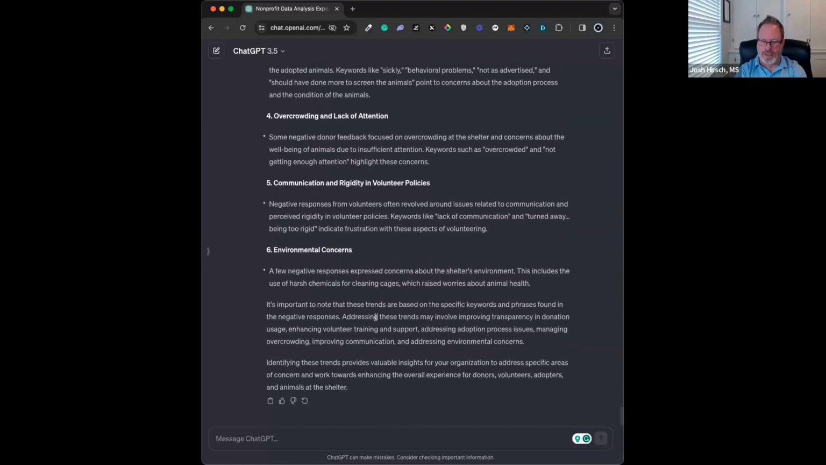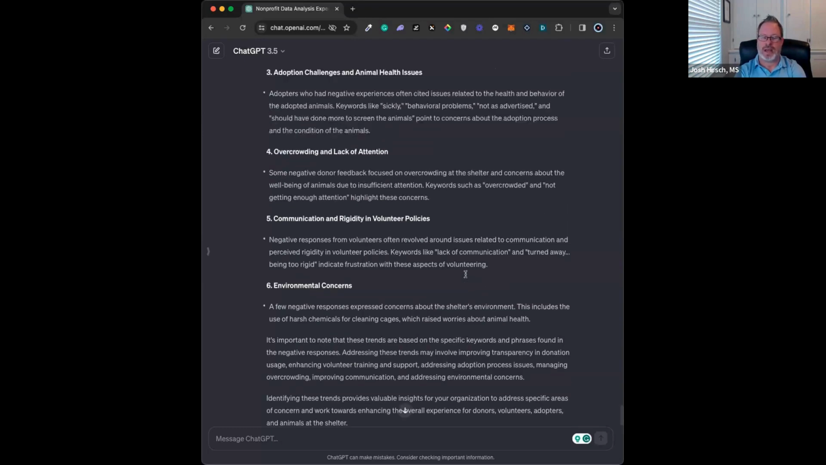It's important to note that trends are based on specific keywords and phrases found in the negative responses. That's why, while Likert scale response data is good, open-ended data is going to get much more in line with what we're looking for. Addressing these trends may involve improving transparency in donation usage, enhancing volunteer training and support, addressing adoption, improving communication, and addressing environmental concerns. Identifying these trends provides valuable insights for your organization to address specific areas of concern and work towards enhancing the overall experience for donors, volunteers, adopters, and animal shelters.